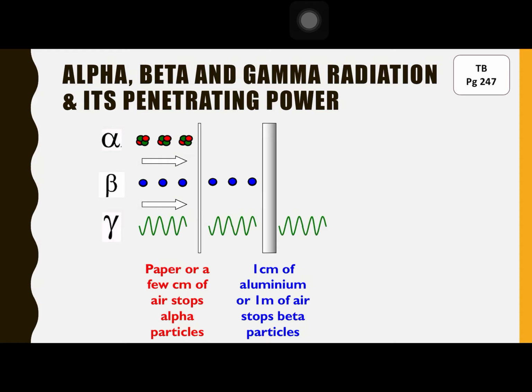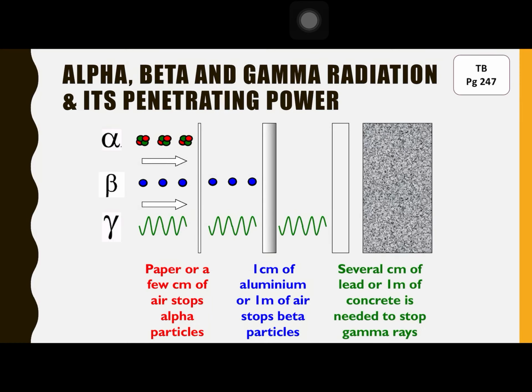Beta particles can pass through a few cm of air or paper. When I put 1 cm of aluminium or 1 meter of air, it stops the beta from passing through. But gamma can still pass through. How do I stop gamma from penetrating materials? I need several cm of lead or 1 meter of concrete to stop gamma rays.